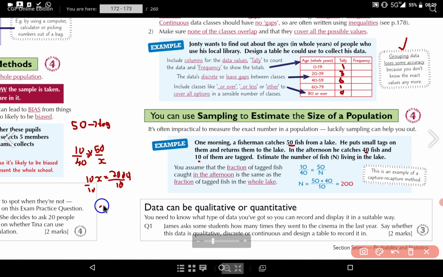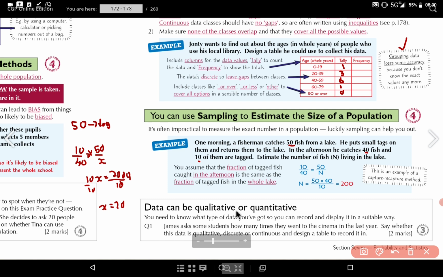So you find that x happens to be, so this is just an estimate, it doesn't mean that that is the exact amount of fish. That's just an estimate. So you assume that the fraction of the tagged fish caught in the afternoon is the same as the fraction of tagged fish in the whole lake. So that was the assumption we made: if 10 out of 40 were tagged, 50 out of the total were the ones which were tagged. So that's just an estimate.